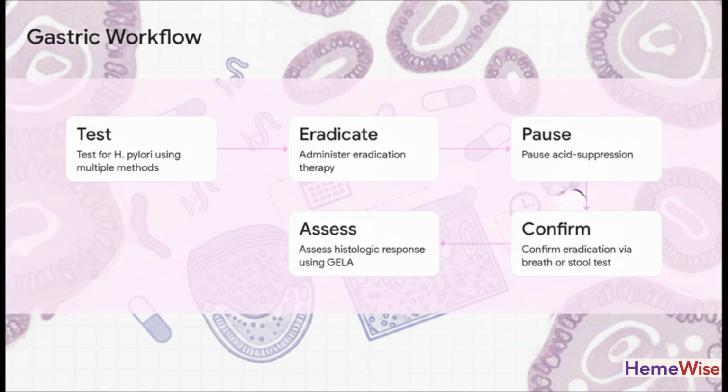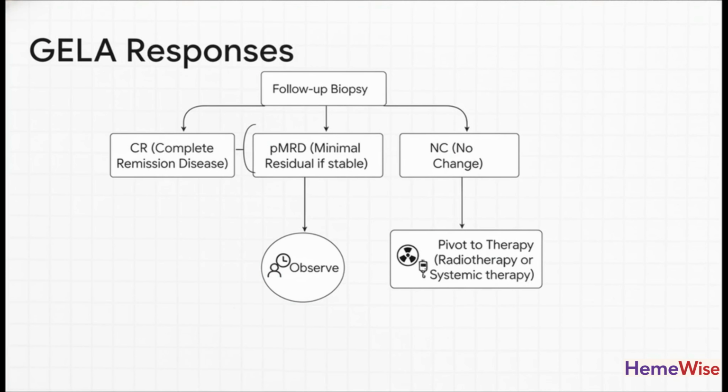Finally, you wait. Histologic regression can safely take several months, sometimes well over a year. Do not rush to escalate therapy if the patient is otherwise stable. And when we evaluate that follow-up biopsy, that's when we use the JELA system. If the JELA assessment shows complete remission, we simply observe. Fascinatingly, even if there's probable minimal residual disease or responding residual disease, observation is still very often the right call, provided the patient is stable and improving clinically.